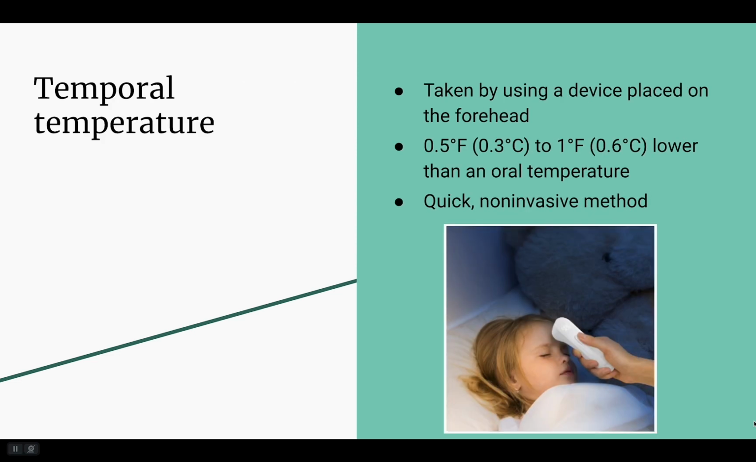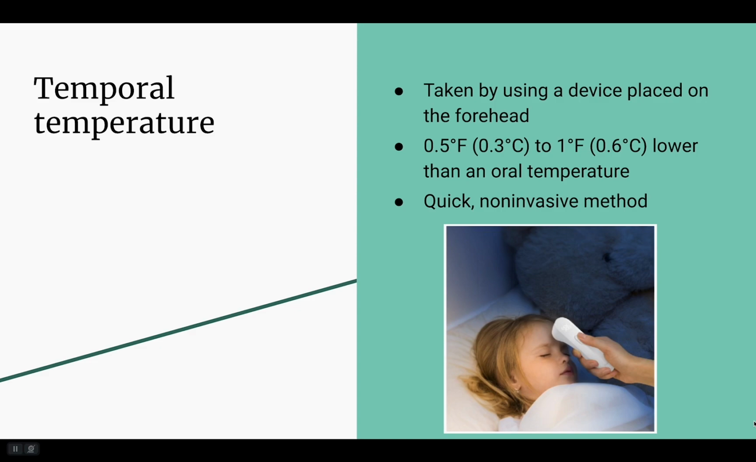Temporal temperature is taken by using a device placed on the forehead. Temporal thermometers contain an infrared scanner that measures the heat on the surface of the skin resulting from blood moving through the temporal artery in the forehead. Temporal temperature is typically 0.5 degrees Fahrenheit, 0.3 degrees Celsius to 1 degree Fahrenheit, 0.6 degrees Celsius, lower than an oral temperature. It is a quick, non-invasive method, but accurate measurement is dependent on good contact with the skin and good placement on the forehead.